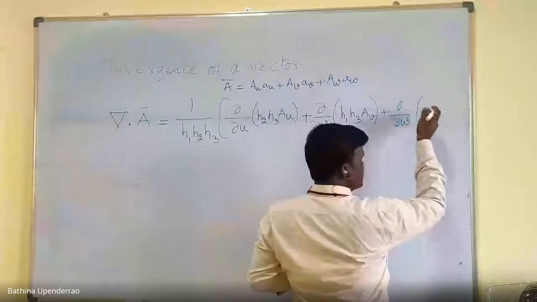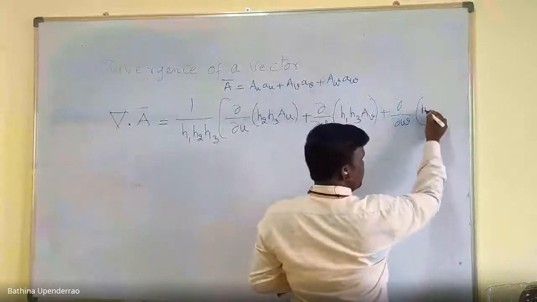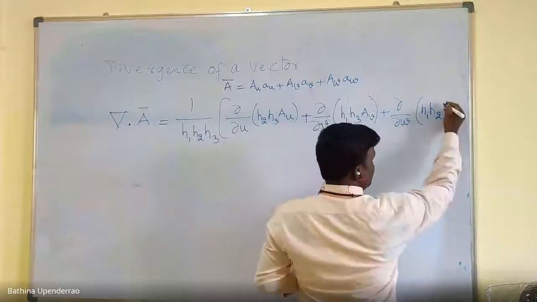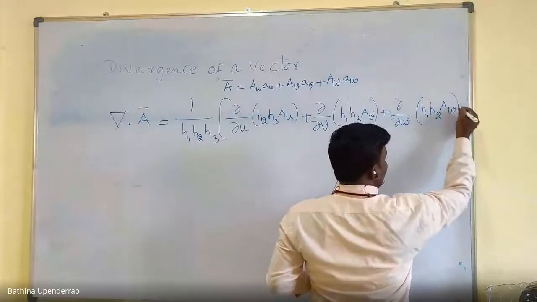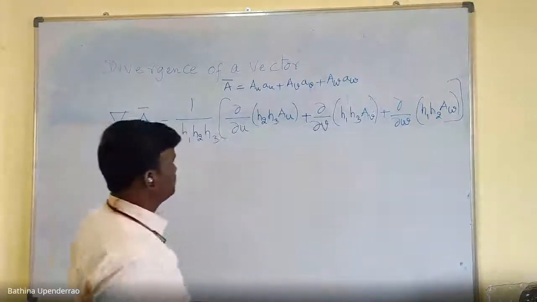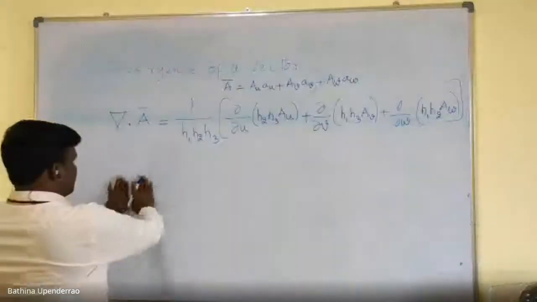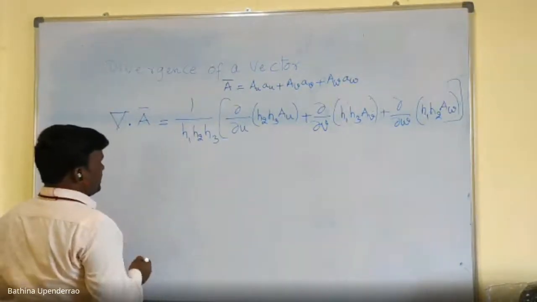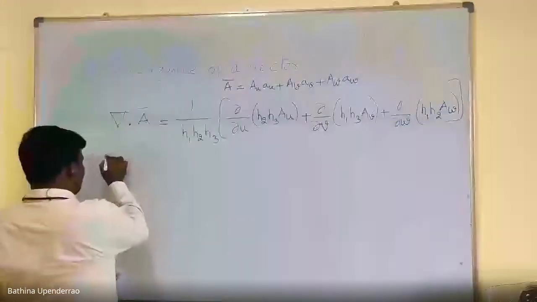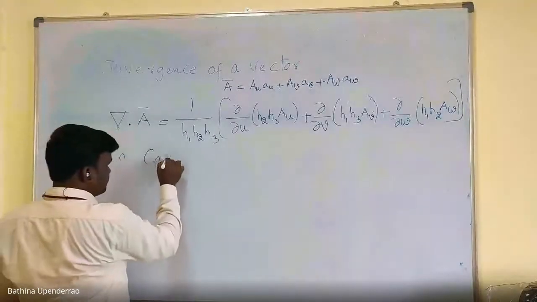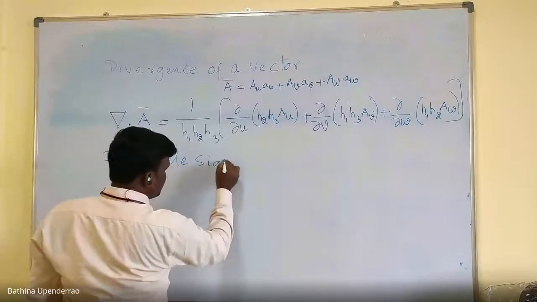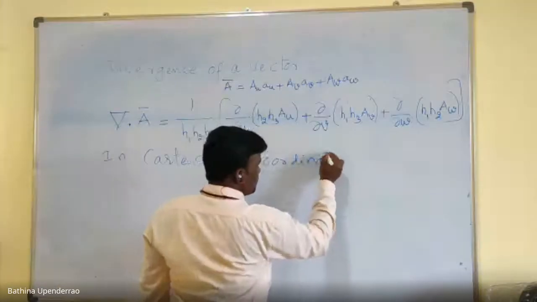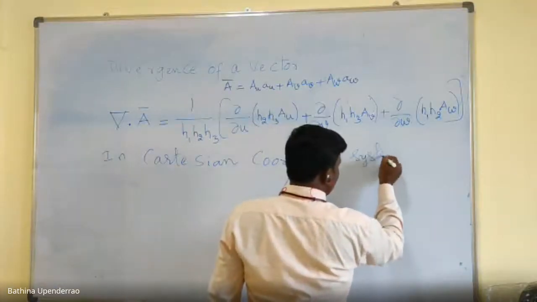As it is third element, except h3, we need to multiply the remaining two of the h elements, that is h1, h2 into Aw. This is the generalized formula. Now apply this for the Cartesian coordinate system.